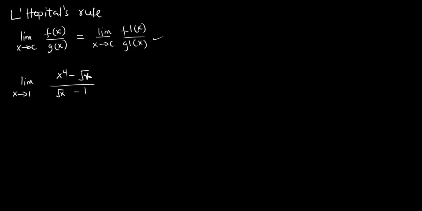So I'm going to apply L'Hopital's rule. So let's take f of x to be equal to x to the power 4 minus the square root of x, and then g of x to be equal to square root of x minus 1. So let's find the derivative of these two functions. So f prime of x will be equal to 4x to the power 3, minus the derivative of square root of x.